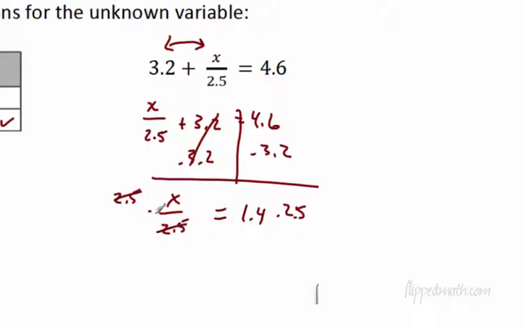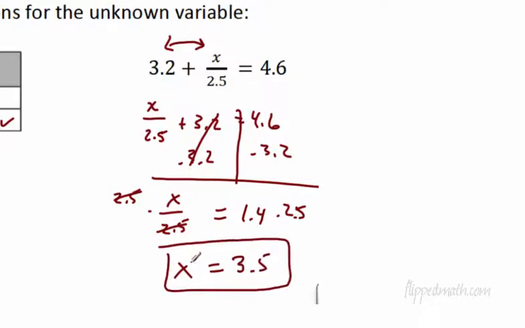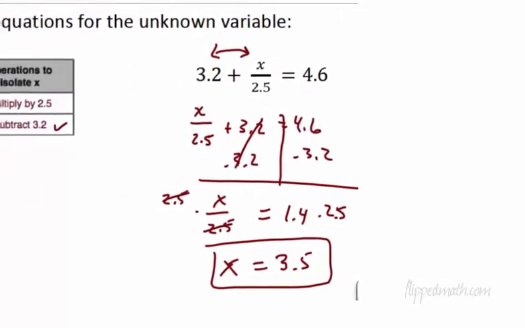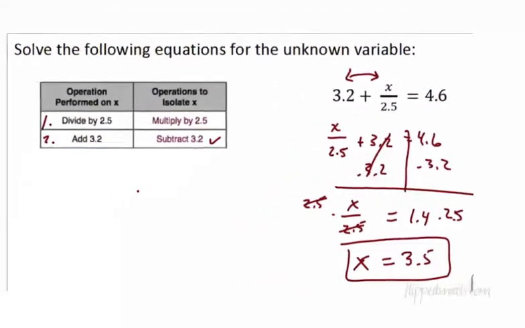So they will cancel. You're left with x is going to equal, what do you get when we multiply all this out? 3.5? Decimal, ugly. That's what it is. X equals 3.5. So that's the second example. Well, what if they look a little different?